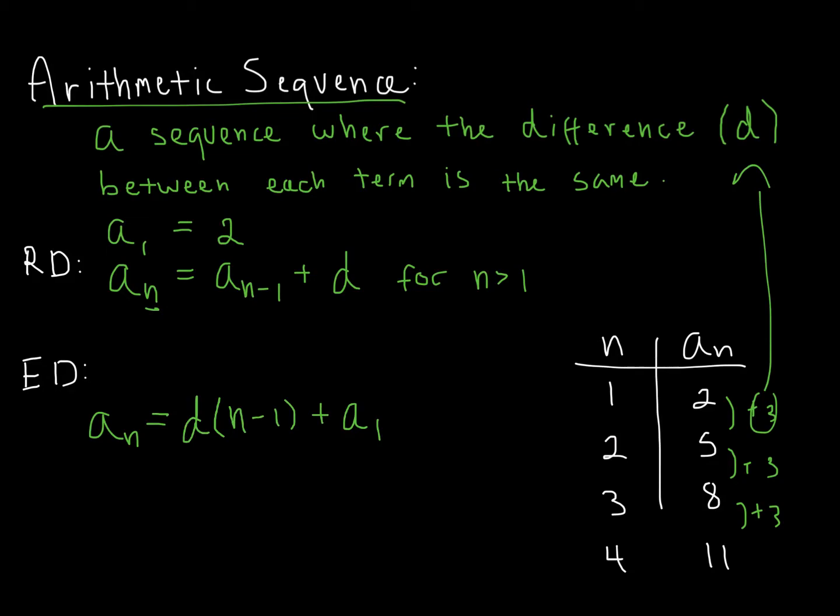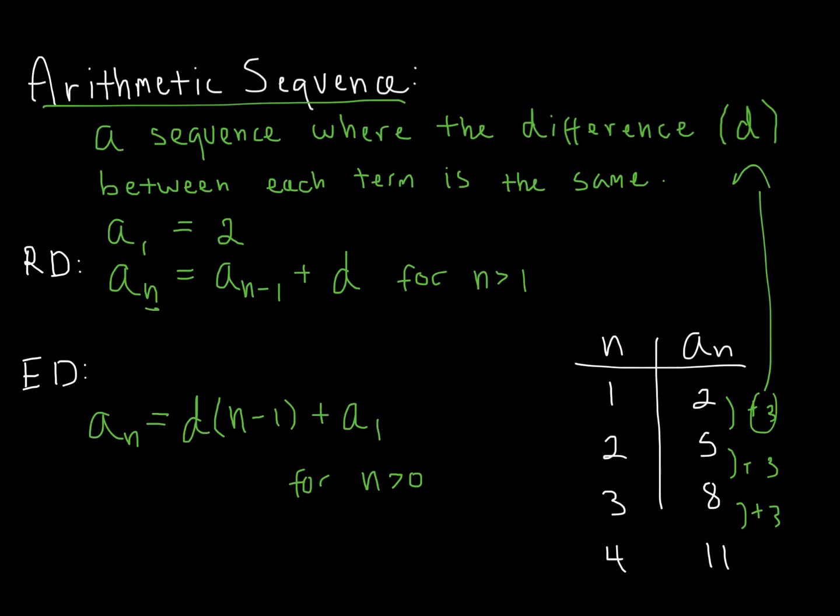Right? And this works for any arithmetic sequence. And this is, of course, for n greater than 0. This will work for any, right? If you think about it, if you plug in 1, a sub 1, well, this is going to go to 0 because 1 minus 1 is 0, and you'll be left with a sub 1, right?